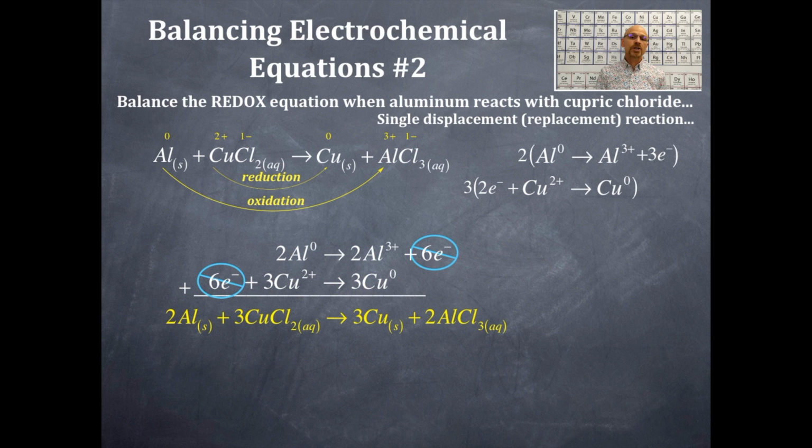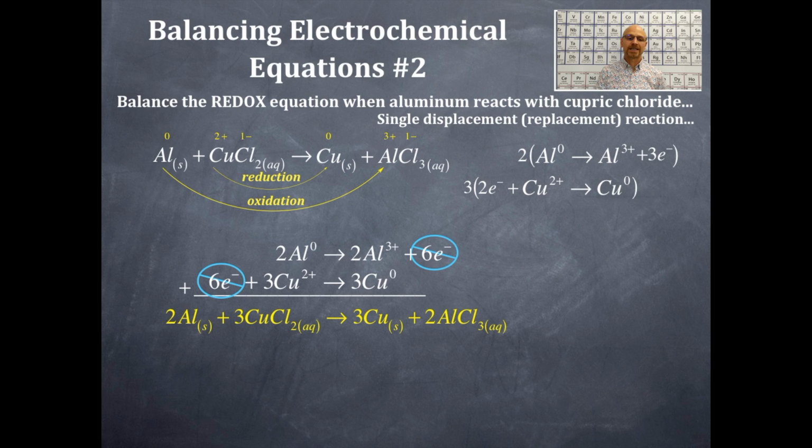So now I should do my check. My check is to make sure that I have truly balanced this equation. On the reactant side, I have 2 aluminums. On the product side, I have 2 aluminums. On the reactant side, I have 3 coppers. On the product side, I have 3 coppers. On the reactant side, I have 6 chlorines. On the product side, I have 6 chlorines. I have effectively balanced this equation.